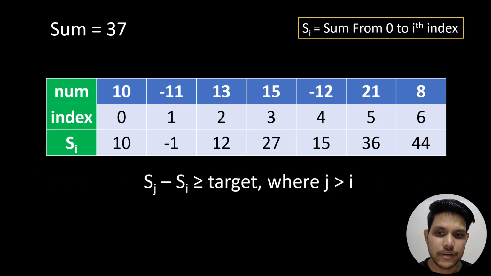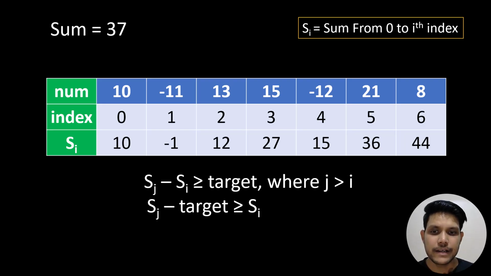So can we write if s of j minus s of i is greater than or equal to the target, where j is greater than i? That is the generalization of a very specific window. We are saying that if there is a window starting from the ith index and ending at the jth index, will it give a sum which is greater than the target that we are trying to find? So can we write this equation like this as well: if we subtract the target sum from s of j, it will be less than or equal to s of i.